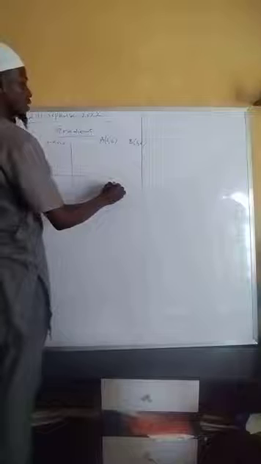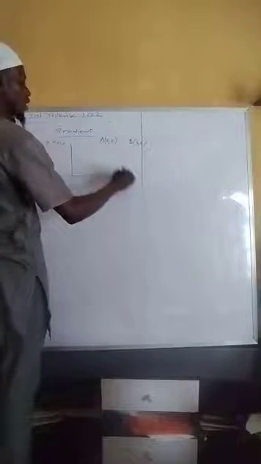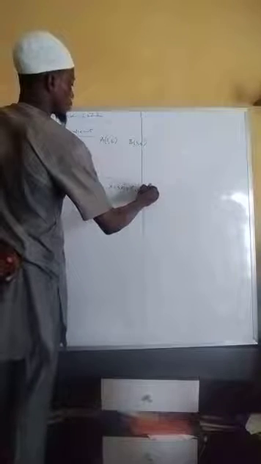this Cartesian plane has the horizontal axis and the vertical axis. So the vertical is usually the y-axis, while the horizontal is usually the x-axis. Now the x-axis is called the abscissa. It's called the what? Abscissa. While the y-axis is called the ordinate.